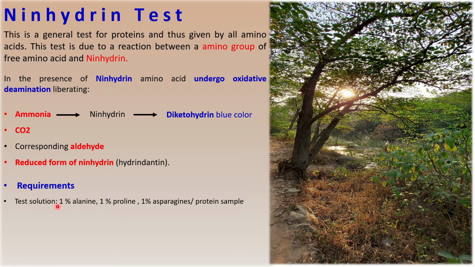The test solution, that is either the protein sample, for example any biological sample in which protein is present, or you can prepare a sample yourself containing 1% alanine, 1% proline, 1% asparagine. Keep in mind proline and asparagine will give different colors. Second, 2% ninhydrin in acetone, then a spirit lamp and water bath, dry test tubes and pipettes. So these are the important requirements for this test.